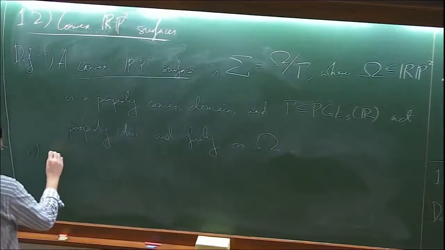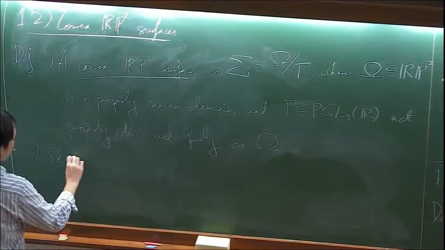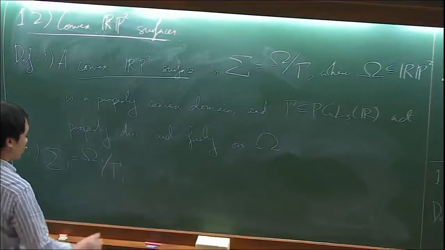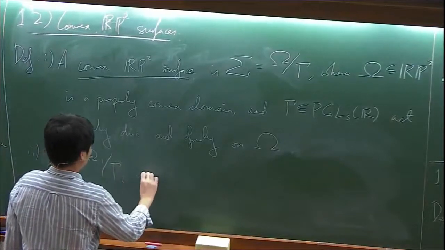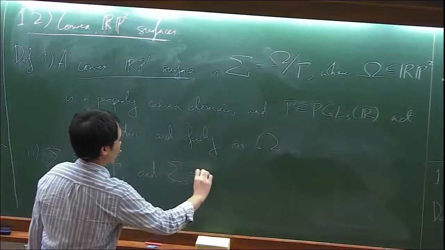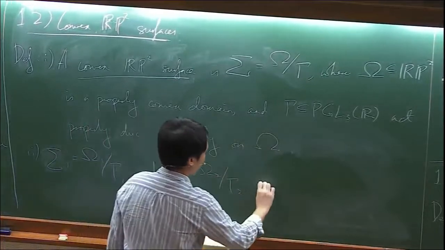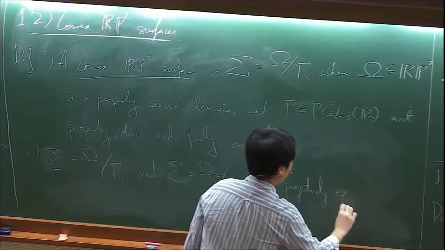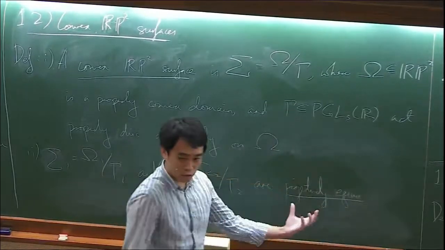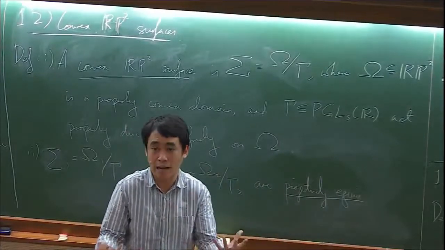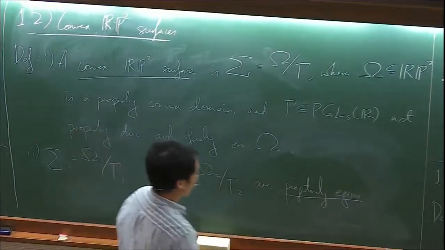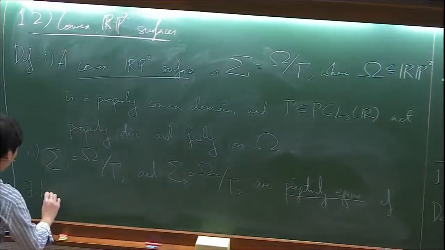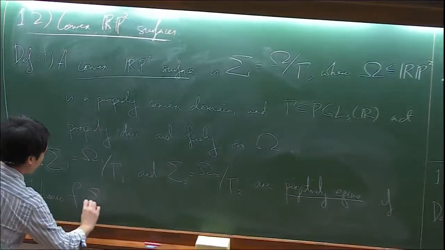Okay, and I say that two convex RP2 surfaces, sigma 1 equals omega 1 quotient out by gamma 1, and sigma 2 equals omega 2 quotient out by gamma 2, are projectively equivalent. Okay, so this is the natural notion of when two such surfaces are isomorphic. They are projectively equivalent if there exists a homeomorphism F from sigma 1 to sigma 2.